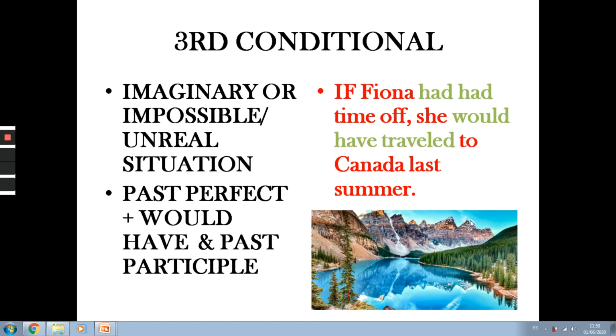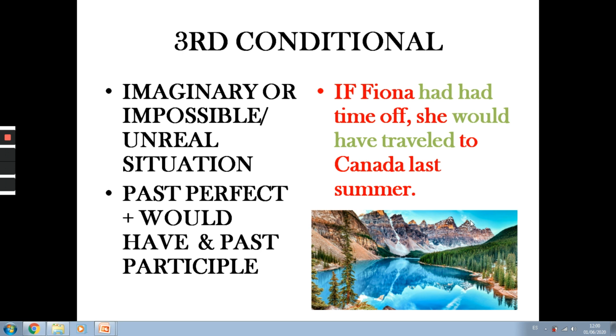Let's get to the third conditional. This is the highest level of grammar in terms of conditionals. It might seem really complex. Students do not like it very much, but as we revise it and as we see some examples, you'll see that it's not as difficult as you think.